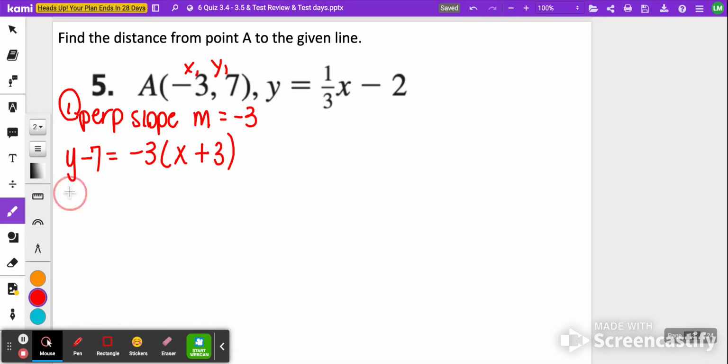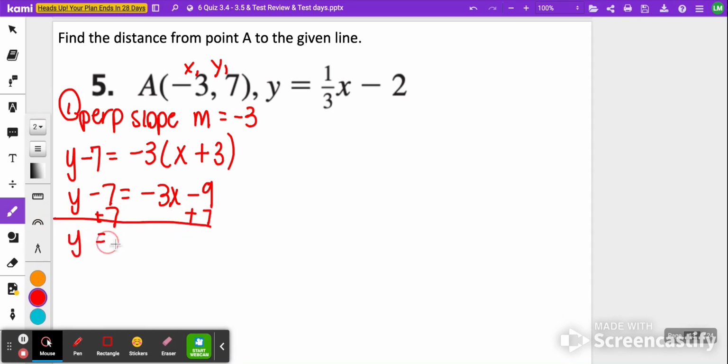Let's go ahead and distribute. So y minus 7 equals negative 3x minus 9, and then add 7 to both sides. I'm going to get y is equal to negative 3x minus 2. This is going to be your new equation. So now we're going to substitute original equation, 1/3 x minus 2 for the y is equal to negative 3x minus 2 to get my x value.